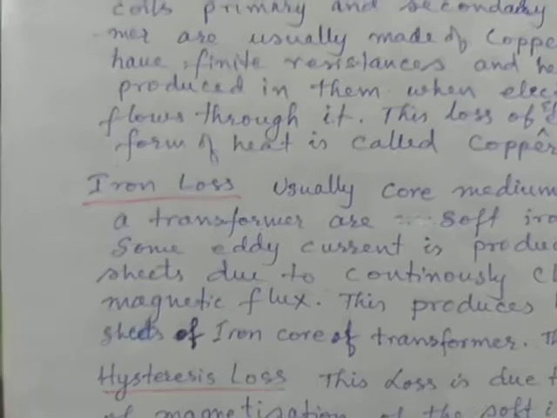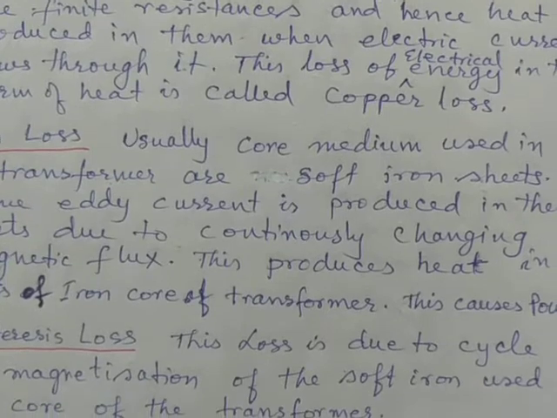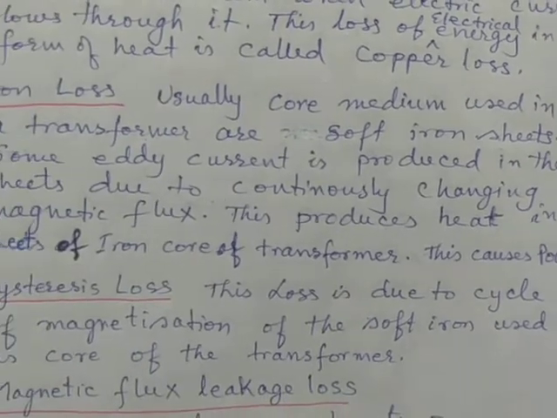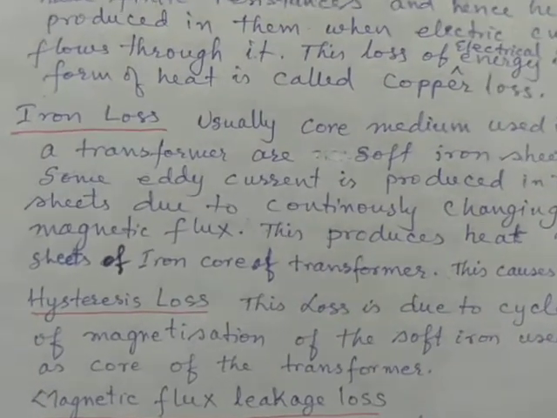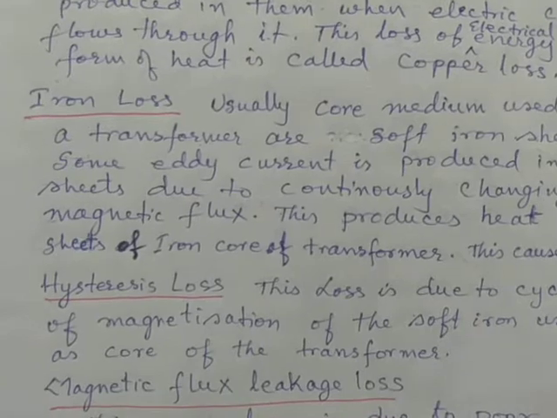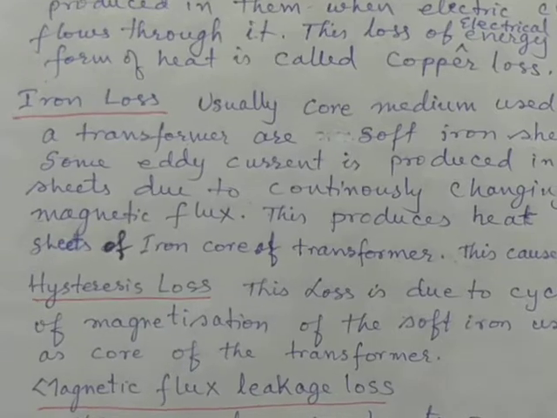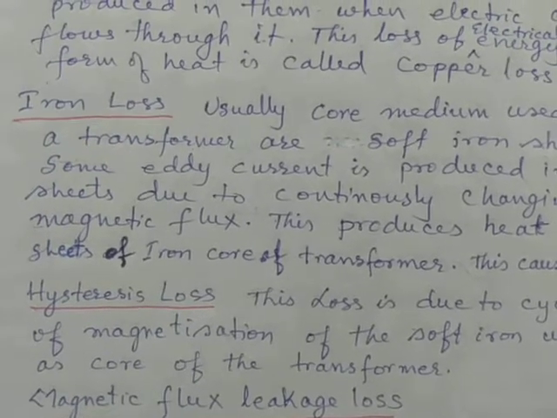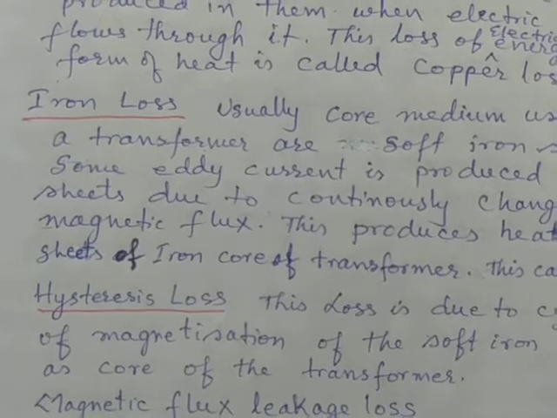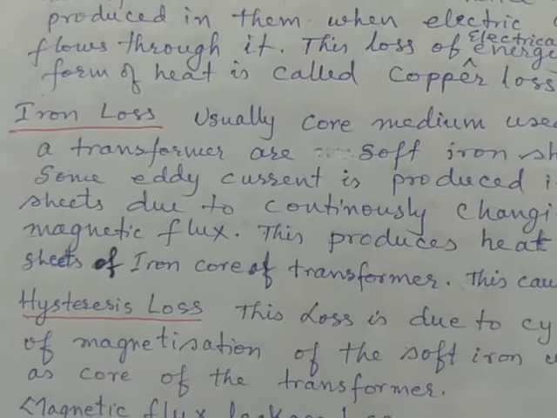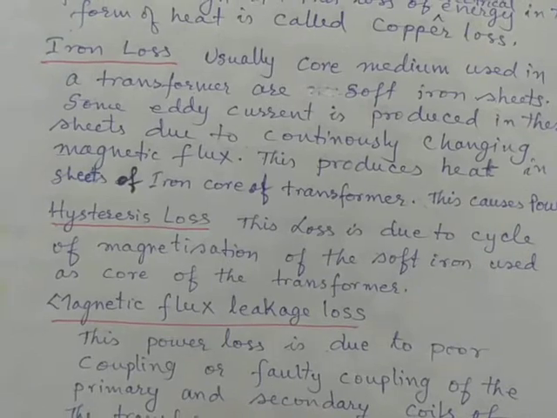Now we talk about iron loss. What is iron loss? Iron loss is the loss of power in the form of eddy current produced in the core material, that is iron, soft iron. Now what happens when there is a change in magnetic flux: that causes EMF produced in the core material, and that is responsible for the flow of eddy current. So this is how there is loss of power again, which is called iron loss.